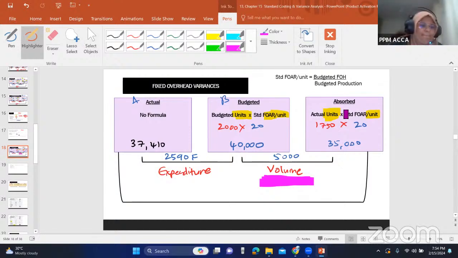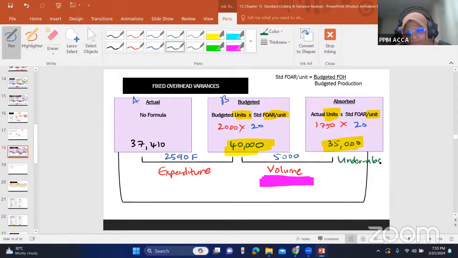So think about it. We are supposed to absorb according to my budget. According to my budget, we are supposed to absorb 40,000. We have absorbed less. I should have absorbed 40, but I only absorbed 35,000. Meaning there is a situation called under-absorption. Under-absorption is bad for us, so it will be adverse.